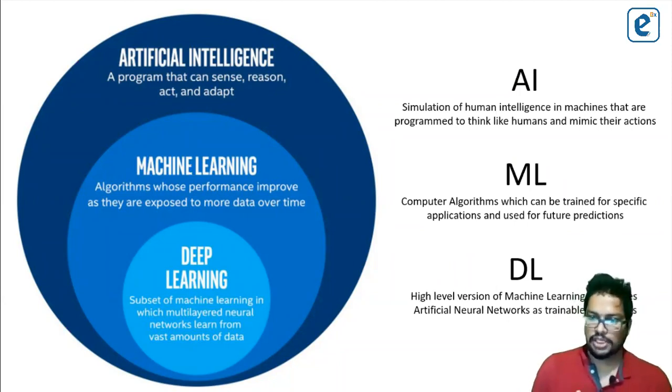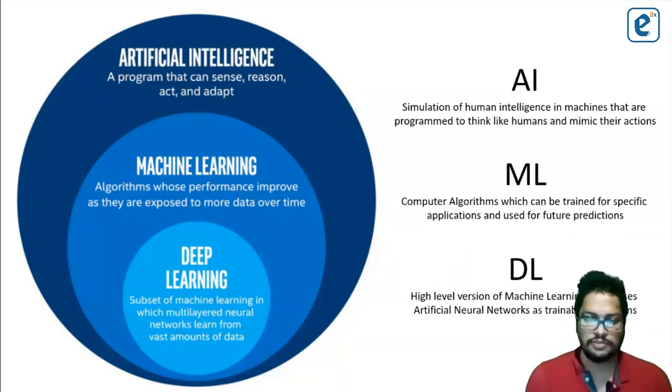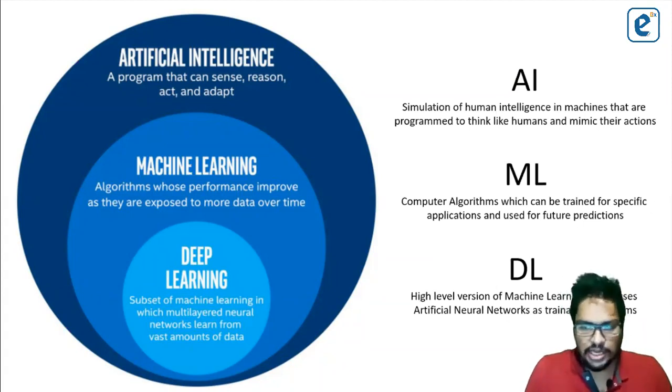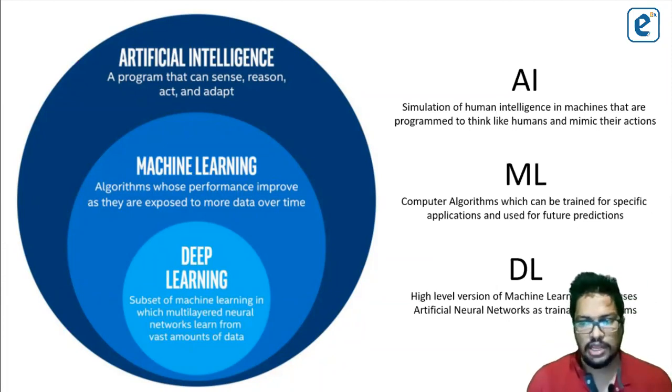Right? Machine learning. So in machine learning, we are going to find algorithms, not computer, but algorithms. Inside the machine learning category, we are going to find algorithms. Those are called computer algorithms. The specialty about these algorithms, you may have heard the term, is that these algorithms can be trained for specific applications, right?